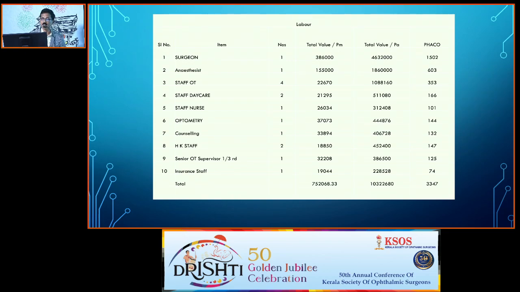Right from the surgeon, the anesthesiologist, OT staff, daycare staff, optometrists who do your biometry, all those have to be considered, your counselors, housekeeping staff. Even the salary of insurance staff will contribute to your surgery. So this will come to around 3,000. In our case, it comes to around 3,300, which contributes maximum to the cost of cataract surgery.